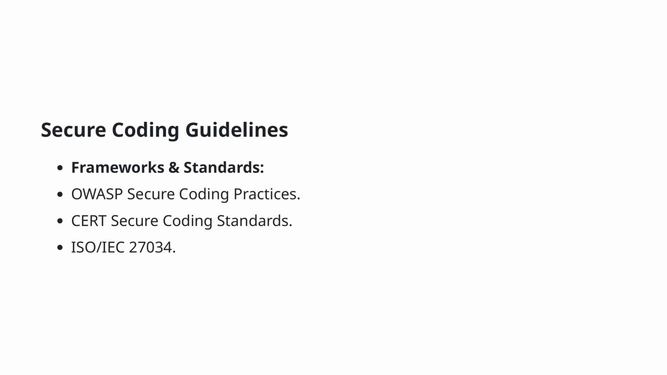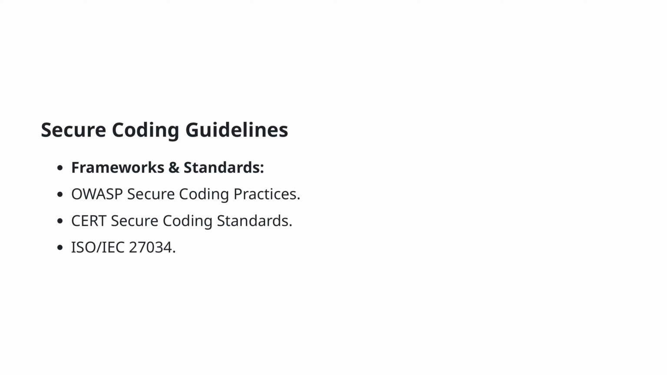Secure coding is a critical aspect of protecting your applications from vulnerabilities. In this slide, we focus on frameworks and standards that can guide your secure coding practices. The OWASP Secure Coding Practices document provides a detailed checklist specifically designed for writing secure software. It addresses common risks and offers practical solutions that developers can implement.